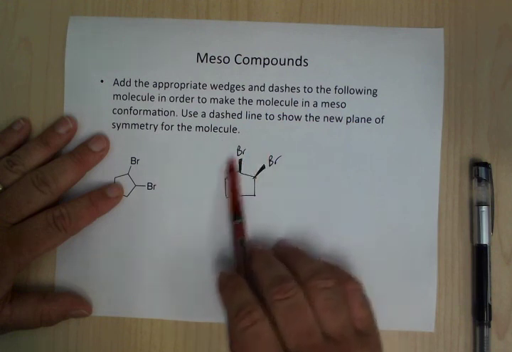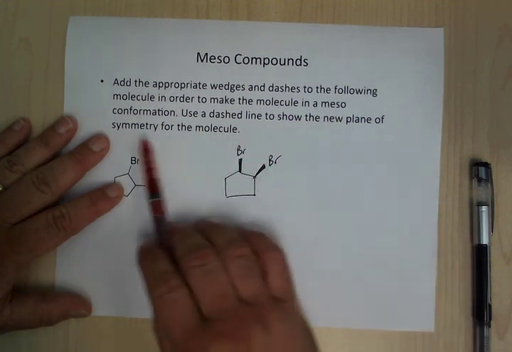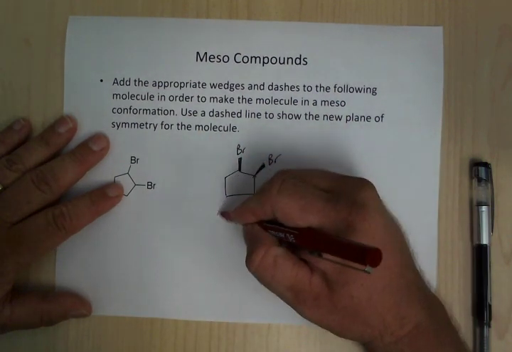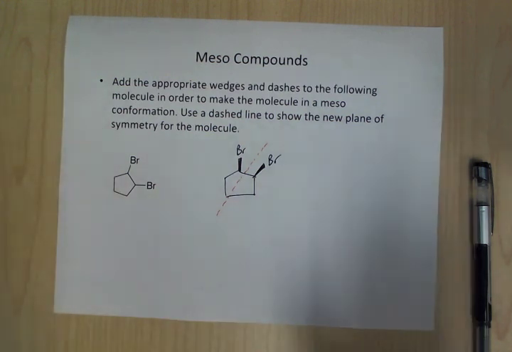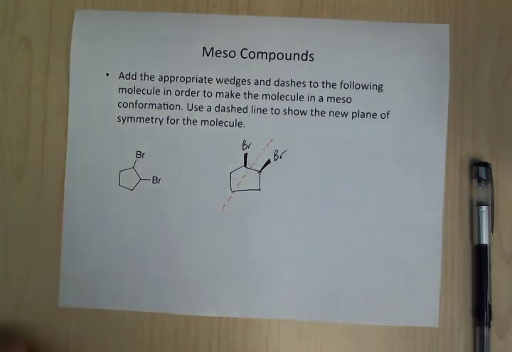Once you've made it into the meso compound, what I want you to do is show me where your plane of symmetry is. And so the plane of symmetry is right there. So just put a little dashed line where that new plane of symmetry is, and that's it. So, okay, good luck.